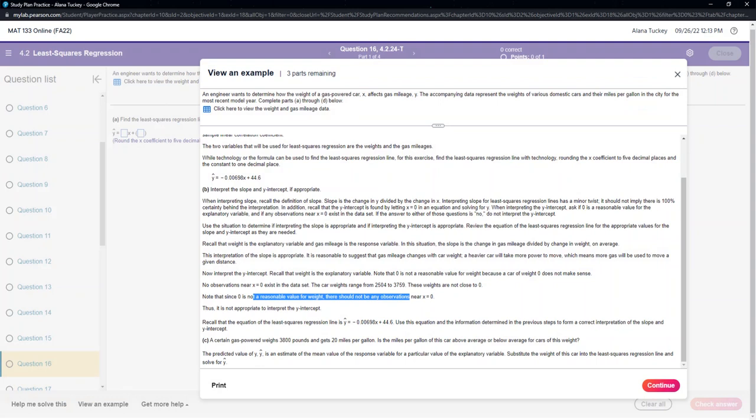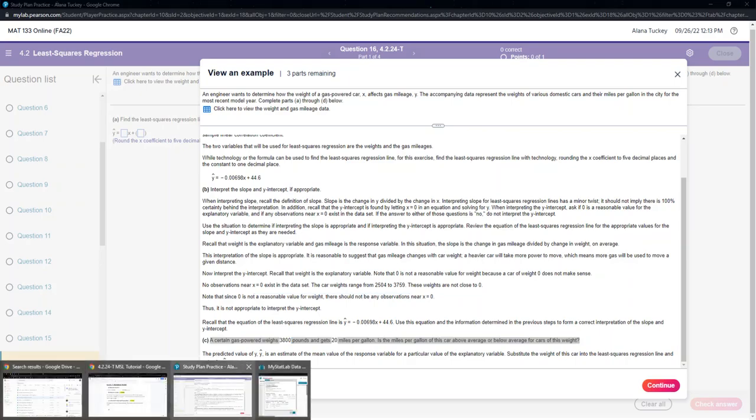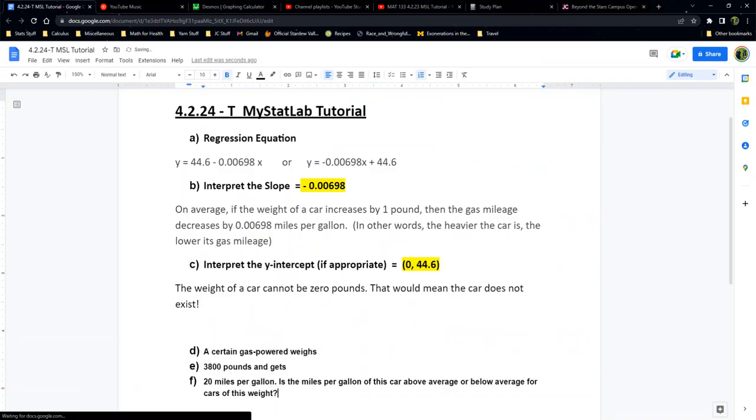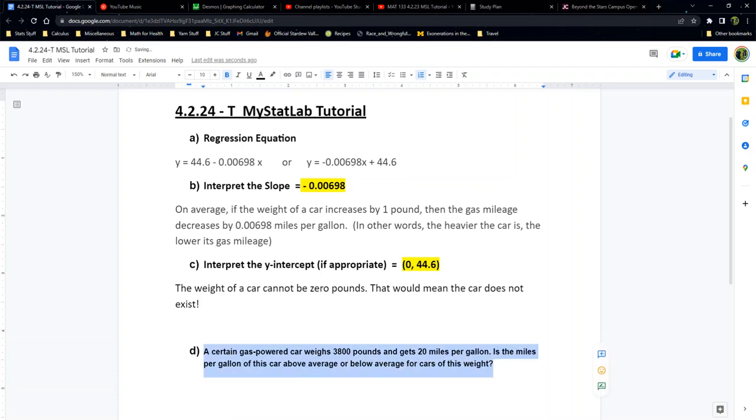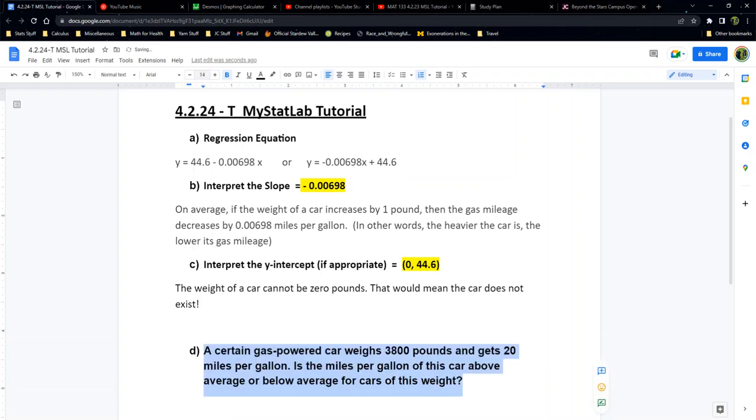All right, so then a certain gas-powered vehicle weighs 3,800 pounds and gets 20 miles per gallon. Is the miles per gallon above average or below average for this car's weight? Okay, so let me highlight that and copy and paste it into my document so you guys can see it. A certain gas-powered car weighs 3,800 pounds and gets 20 miles to the gallon. Is it above or below what we would expect?